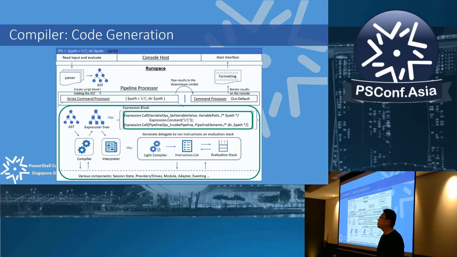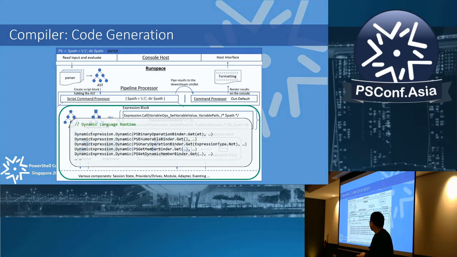The PowerShell compiler uses the DLR. DLR is the .NET Dynamic Language Runtime. It's a framework built in .NET to support implementing dynamic languages using .NET. PowerShell compiler uses the Dynamic Language Runtime heavily in its code. It basically depends on dynamic expressions and call site binders to handle almost every dynamic binding operation in PowerShell, including member access, method invocation, indexing operations, or binary operations. All those dynamic binding operations are taken care of by a dynamic expression plus a call site binder.